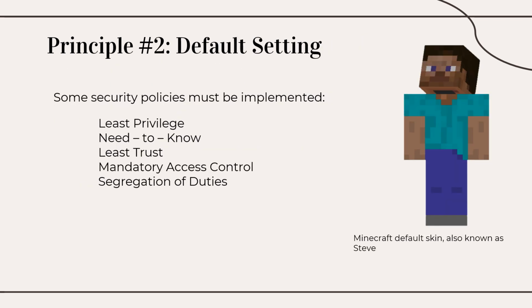The second is default setting. So security must be taken into account from right off the bat instead of being added later. The paper itself mentions that this means that some security policies must be implemented, such as least privilege, which means that if you give something the privilege to do one thing, it can't mean they then can do a different thing.